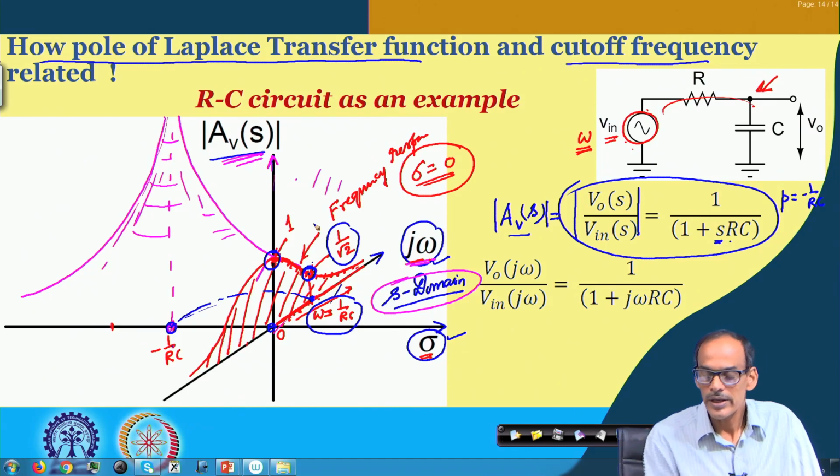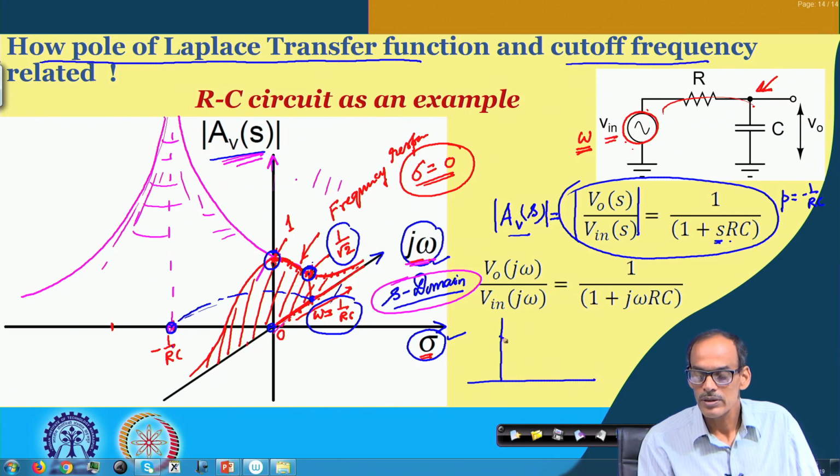You may recall that whenever we plot the frequency response of this circuit, we have seen that the magnitude diminishes with omega. Note that this is in linear scale, and this is the magnitude. Here it was 1, and at omega equal to 1 by RC, the magnitude is 1 by root 2.